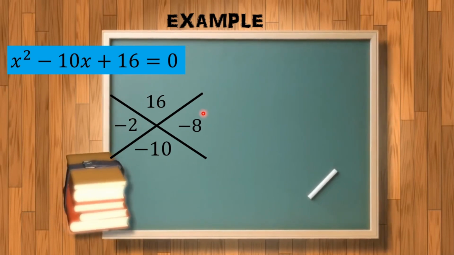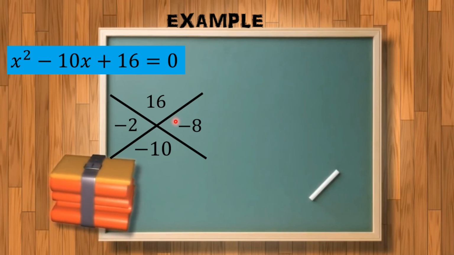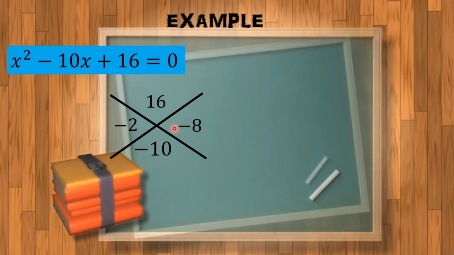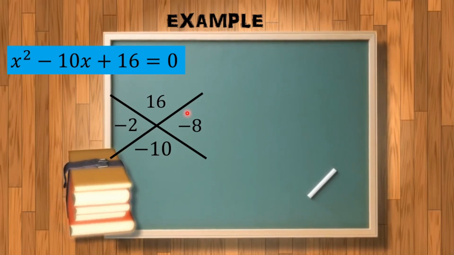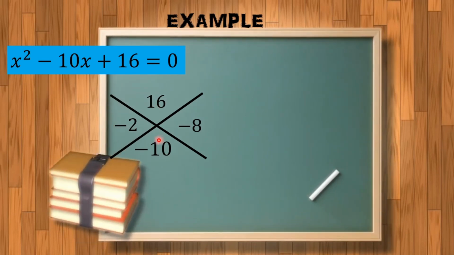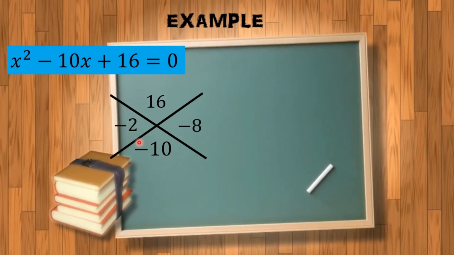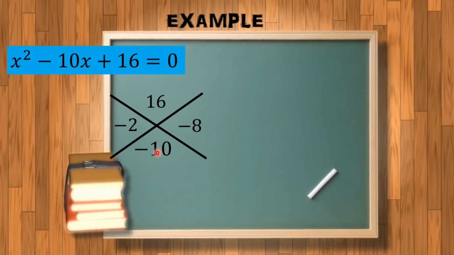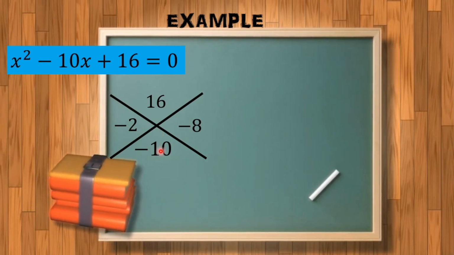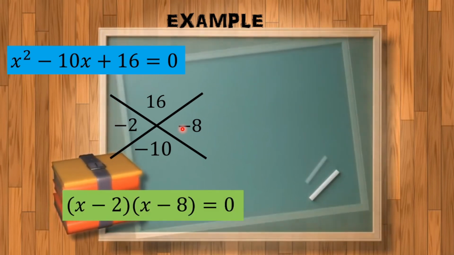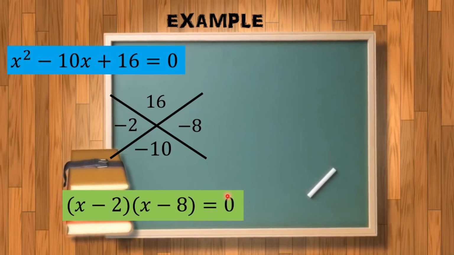So therefore, 2 times 8 is 16. So putting the same sign, that sign is negative. The answer when we multiply negative 2 times negative 8 is 16. And when we add, the rule in addition and subtraction: same sign, add and copy the sign. So it means 2 plus 8 is 10, then copy the sign, negative, so we have negative 10. And then the factors will be x minus 2 and x minus 8 equal to 0.